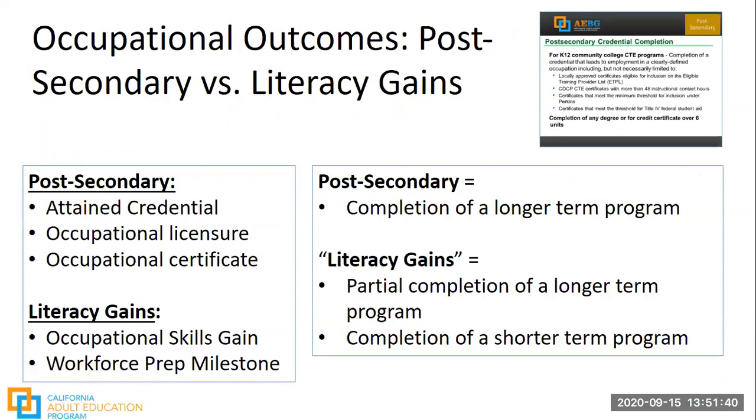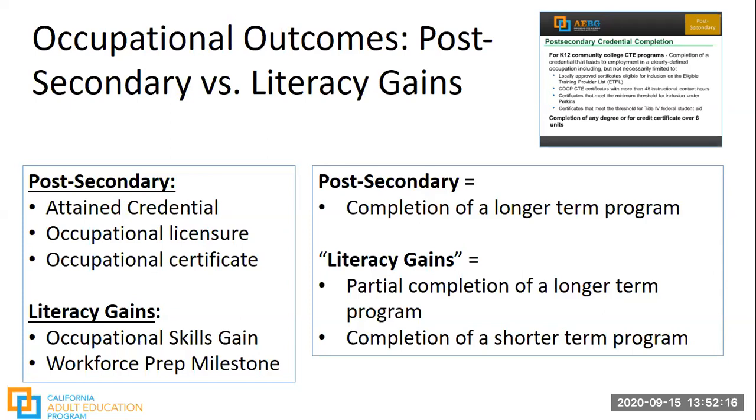Okay, and then here's another way to denote the difference, taking it to the next level. So that occupational skills gain versus workforce prep milestone is the number one most frequently asked question. I don't think this is number two, but it makes the top 10 somewhere way below that other question. But once you figure out whether it's an occupational skills gain or workforce prep milestone, how the heck do you distinguish that between what you might call a higher level outcome that rises to the level of post-secondary?